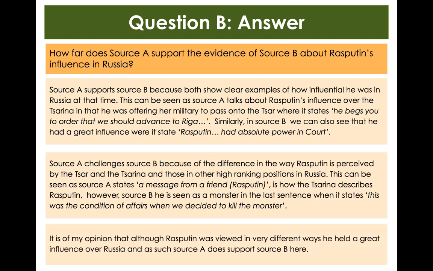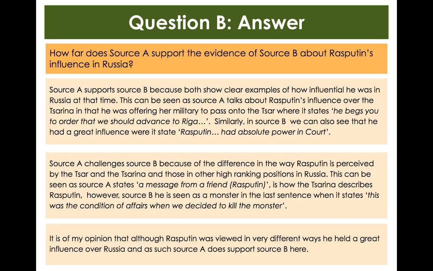In general, my opinion on this is that both sources do show that Rasputin had a quite significant influence on Russia. They're very different in terms of how they show this, but both sources do show that he has an influence. So I would say that source A does support source B in this case. So three paragraphs: one on support, one on challenge, and one finishing on a judgment.